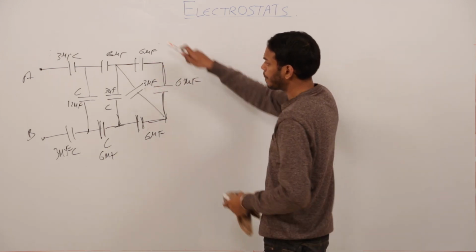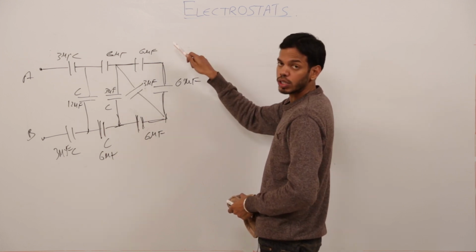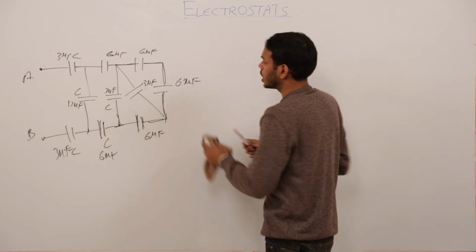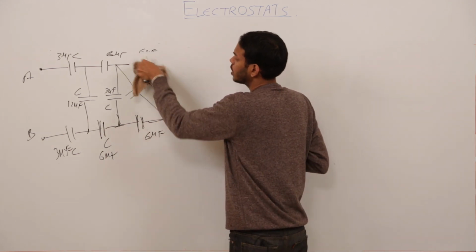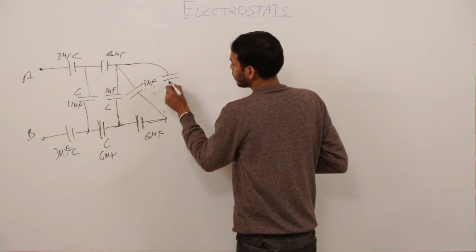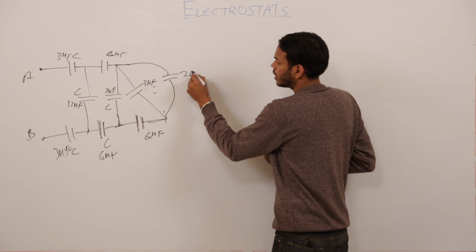What will be the net capacitance of 6 and 6? It will be 1 upon 6 plus 1 upon 6, that is 2 upon 6, 1 upon 3, inverse 3. So instead of these 2, you can make just one of 3 microfarads.